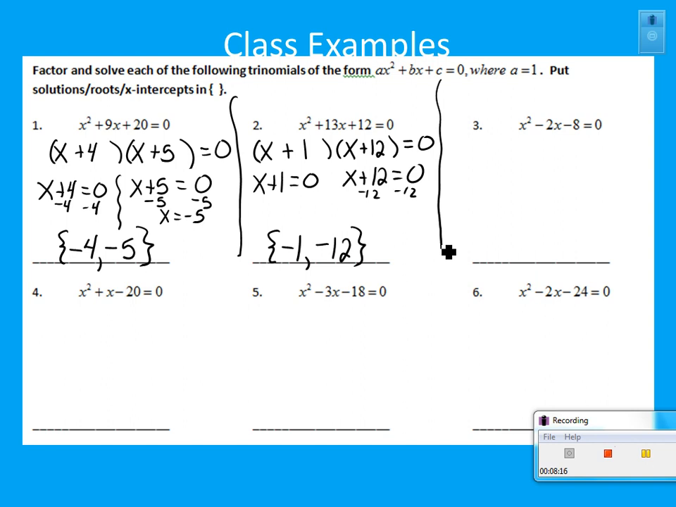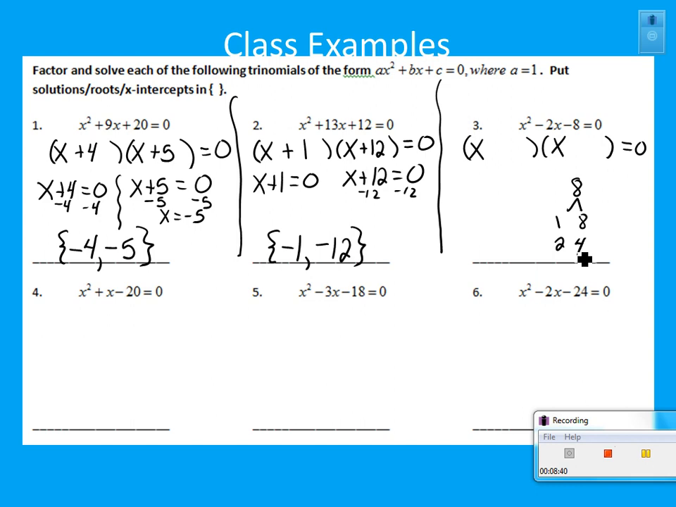Here comes my next one. I'm going to go ahead and pick the pace up just a little bit. To factor this, two parentheses, x and an x. I need you to find me two numbers that multiply to be 8 that you could make add up to be negative 2. So I'm going to list the factors of 8. 1 times 8, 2 times 4.